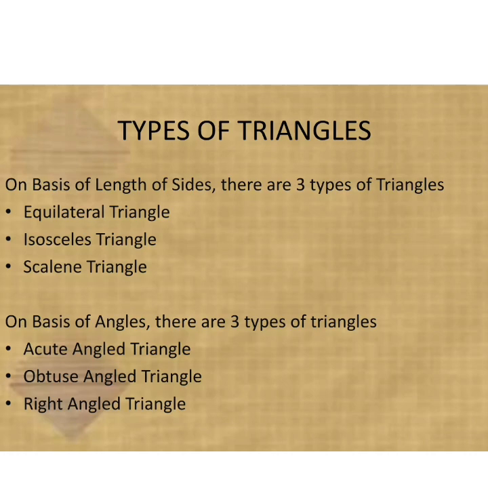On the basis of angles, there are three types of triangles: acute angle, obtuse angle triangle and right angle triangle.